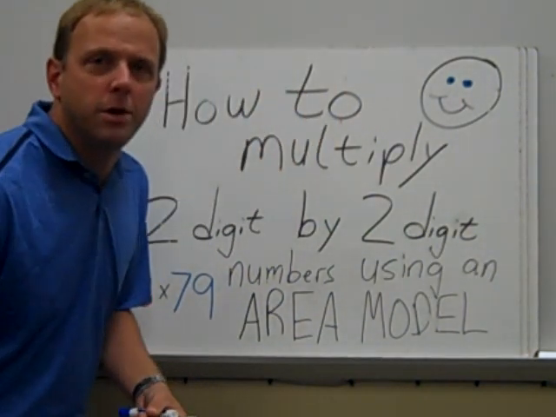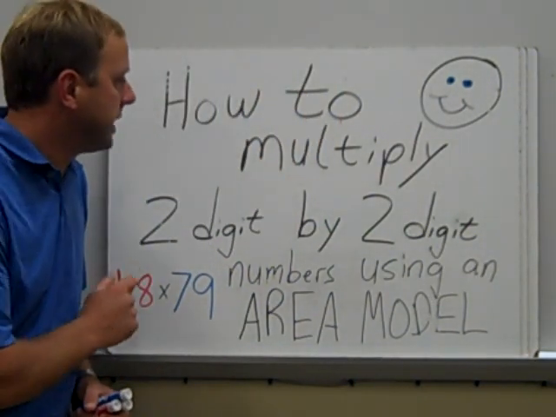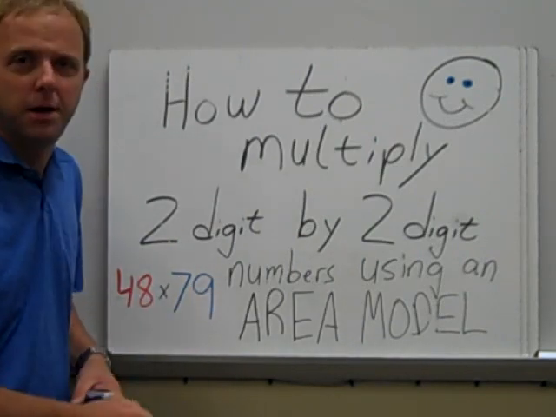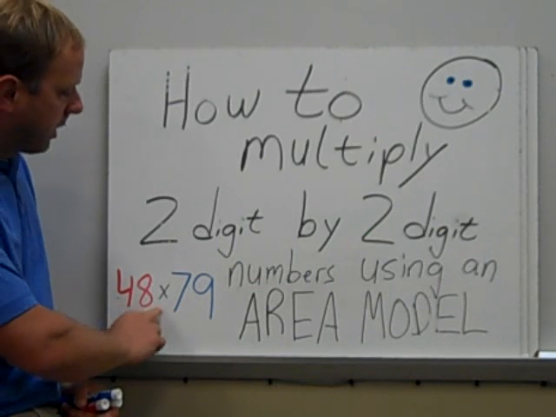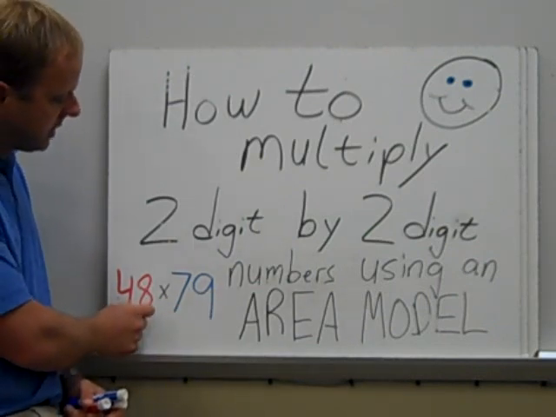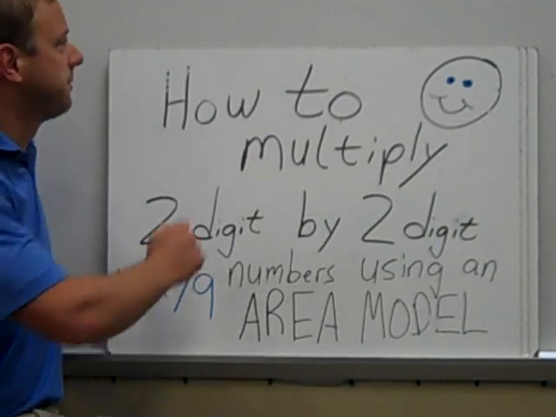Okay, today what I want to show you guys is how to multiply two-digit by two-digit numbers using an area model. So my example will be 48 times 79. And when I say a two-digit number, I mean it has a ones and tens place.